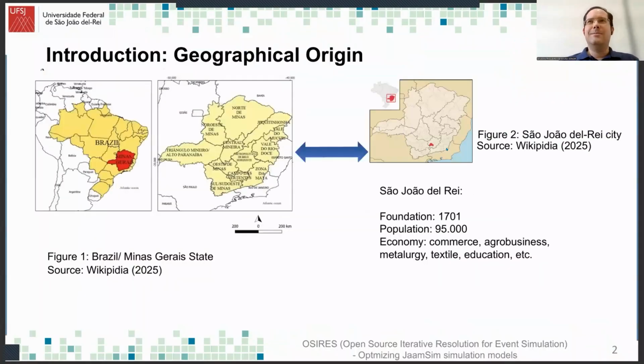Probably you never heard about this university, so I'm going to give just a little introduction. I'm a professor at the Federal University, and it's located in the state of Minas Gerais in Brazil. It's a city with about 95,000 people and was founded in 1701.